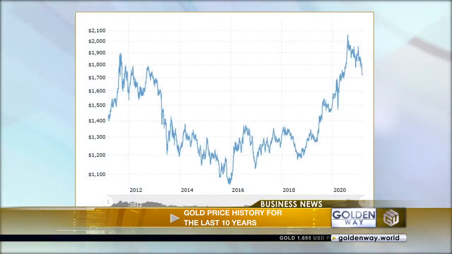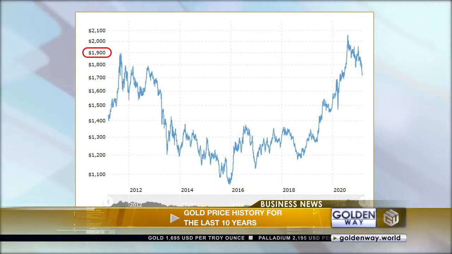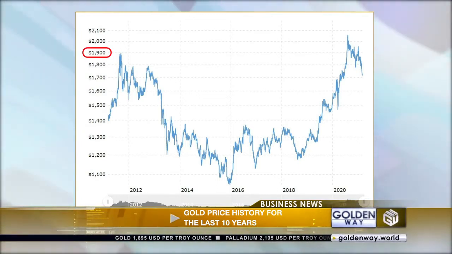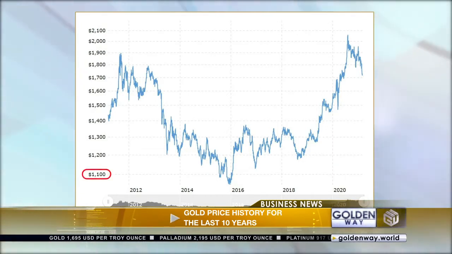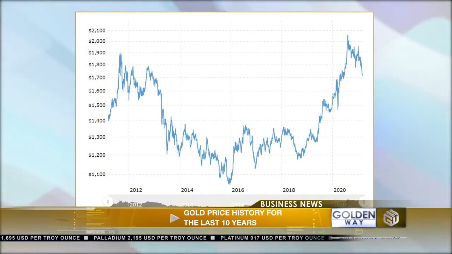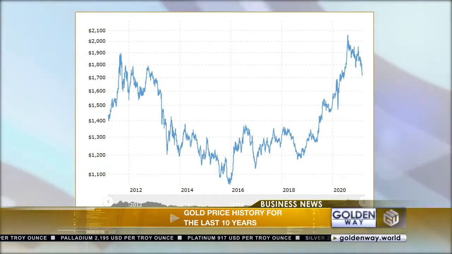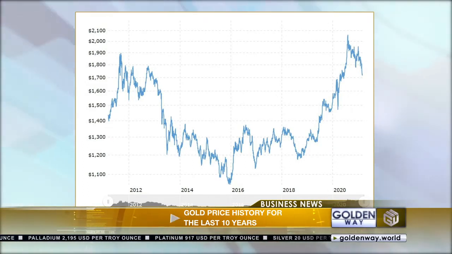Gold price history for the last 10 years. In the chart, you can see the fluctuations of gold between 2011 and 2021. It started out the 10-year period with a spike up to $1,900 per ounce, but it declined and then plummeted to under $1,100 per ounce in late 2015. Come 2020, though, gold experienced a hefty increase and surpassed the $2,000 mark.